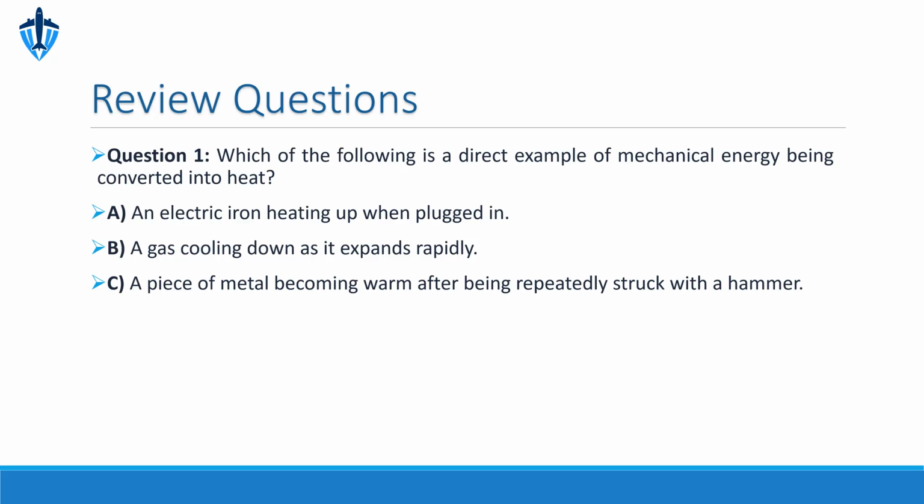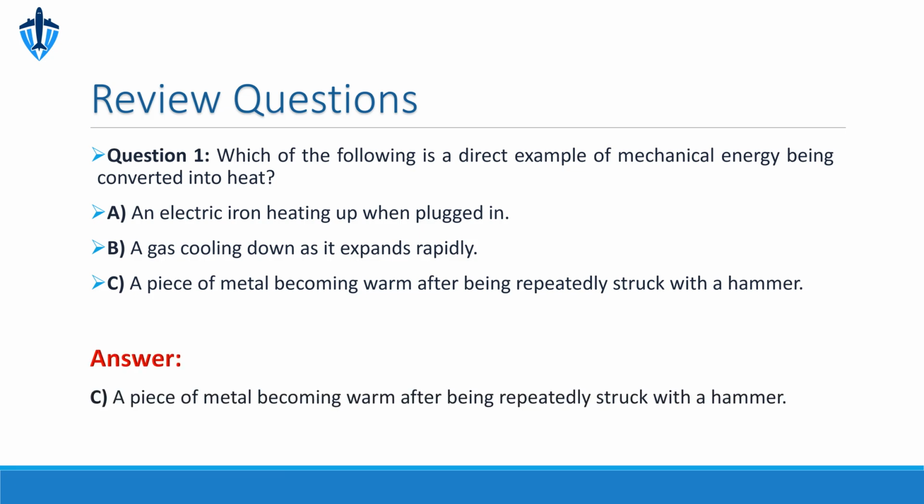B, a gas cooling down as it expands rapidly. C, a piece of metal becoming warm after being repeatedly struck with a hammer. The correct answer is C, a piece of metal becoming warm after being repeatedly struck with a hammer.